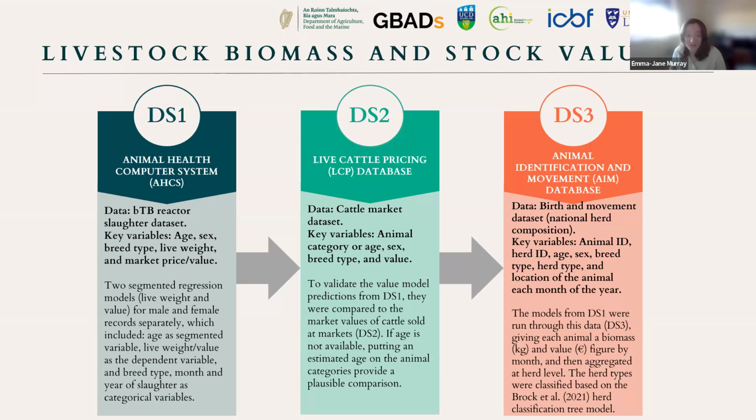And the third data set is from the actual main animal identification and movement database, which we can run the models through that herd composition data, and hopefully, or not hopefully, we have done it, and give a figure for each animal in the country on a monthly basis, so where they are on a monthly basis, and give a live weight and value figure from 2011 to 2021.